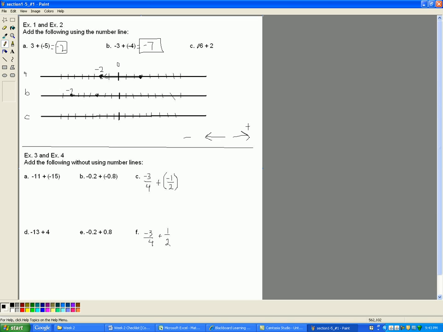The last example, we'll look and say, okay, it starts off with the -6. -6 is way over here.